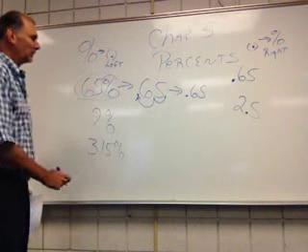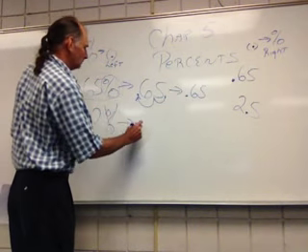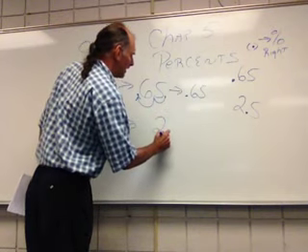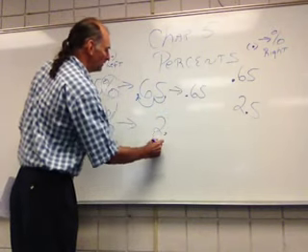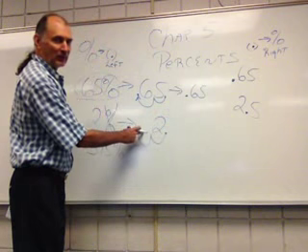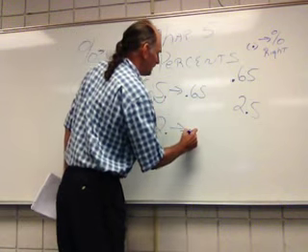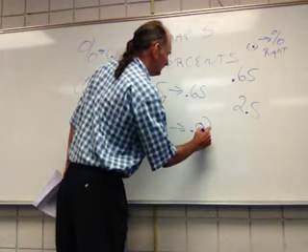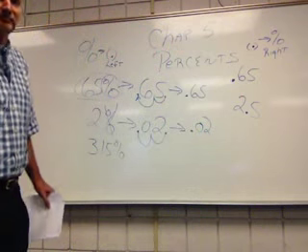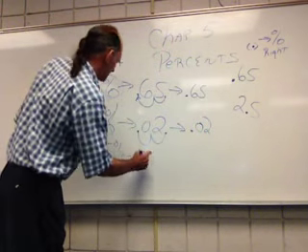What if you had 2%? Again, just drop the sign. You have 2, move the decimal 2 places to the left. There aren't 2 places, so I'm going to have to add a 0. So my answer would be 0.02.